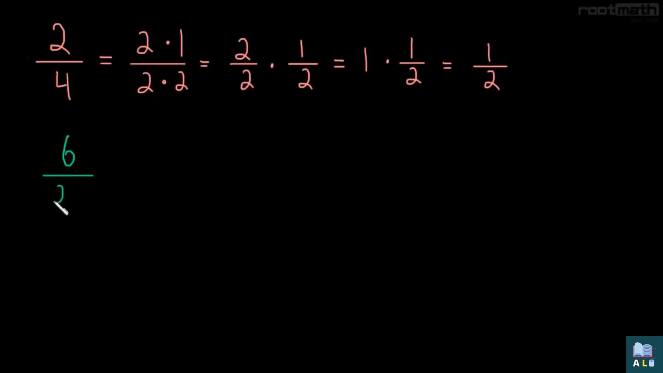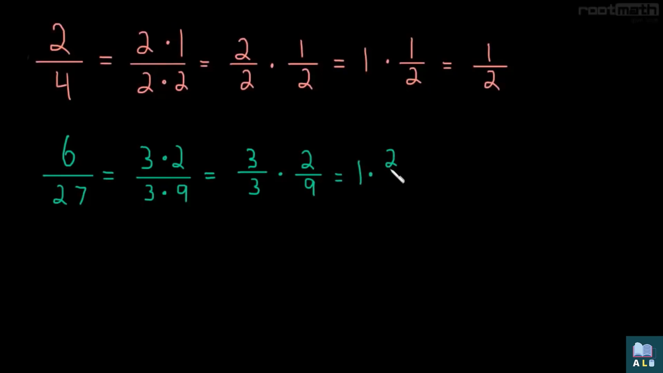Let's see another example. 6 over 27. Well, 6 is 3 times 2, and 27 is 3 times 9. And again, we can split this up into two fractions. So we end up with 3 divided by 3 times 2 divided by 9. The 3 over 3, that just becomes a 1. So we're left with 1 times 2 over 9, which of course is just 2 over 9. So this is taking a lot of writing. It takes quite a few steps.